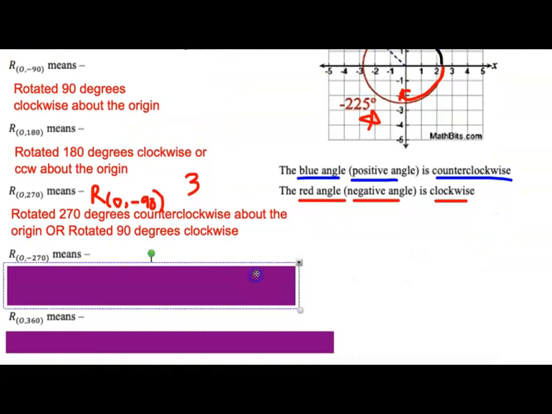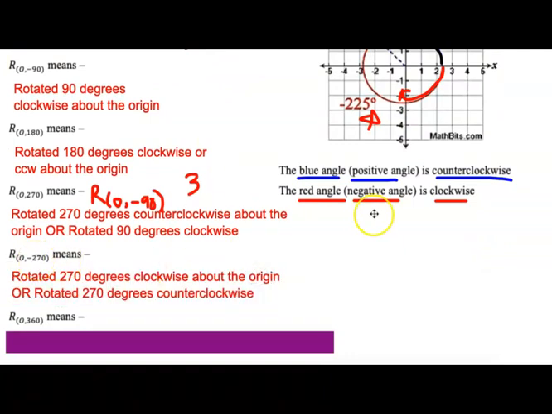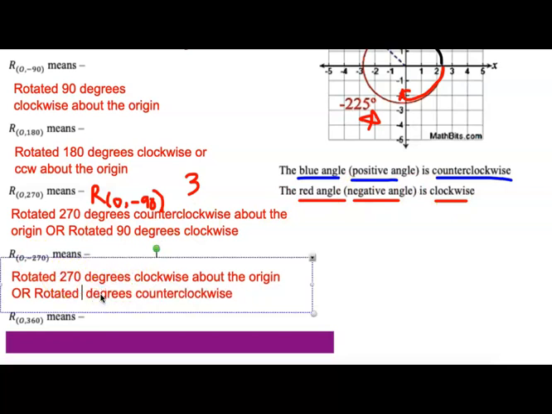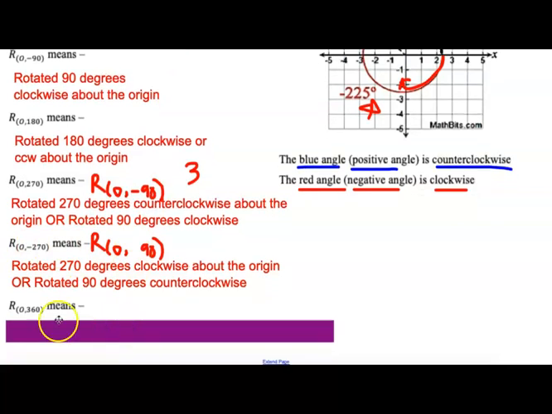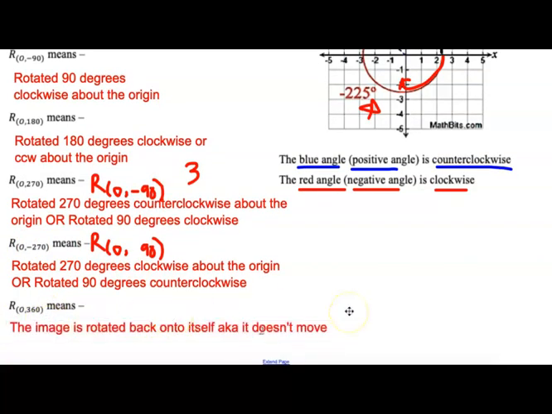Same thing for negative 270. Since it's negative, that means clockwise. So you can go 270 clockwise, or we know 90 counterclockwise would be the fastest. So again, the rule for this one is the exact same as a positive 90. So these rules mean the exact same thing. And then if you rotate something 360, that just means you're rotating it back onto itself, meaning that your shape is not going to move.